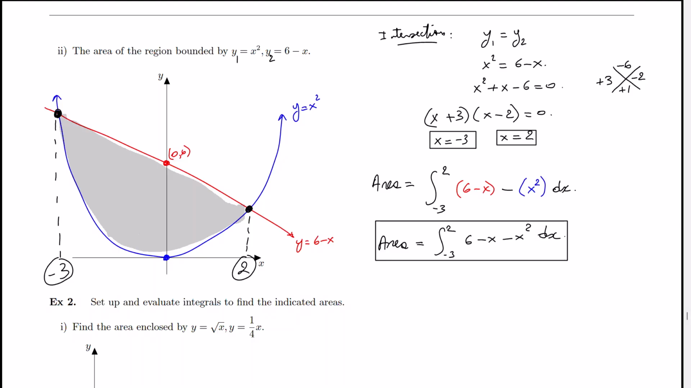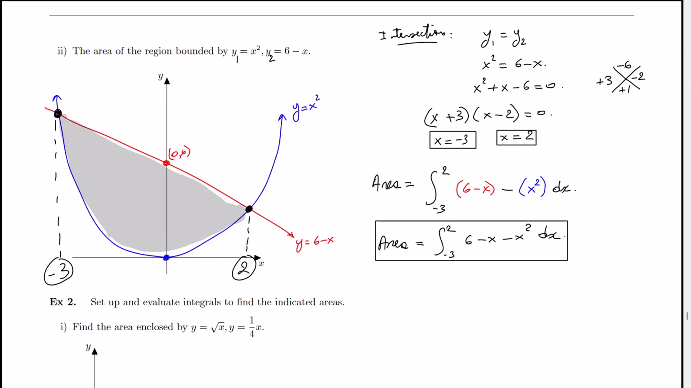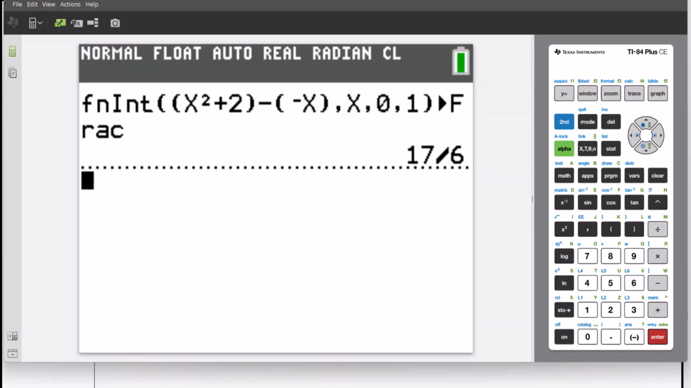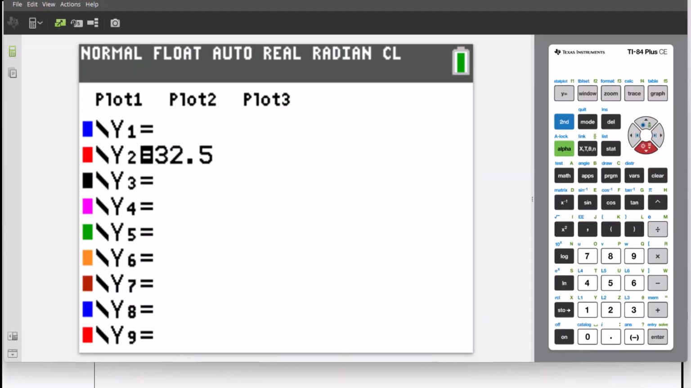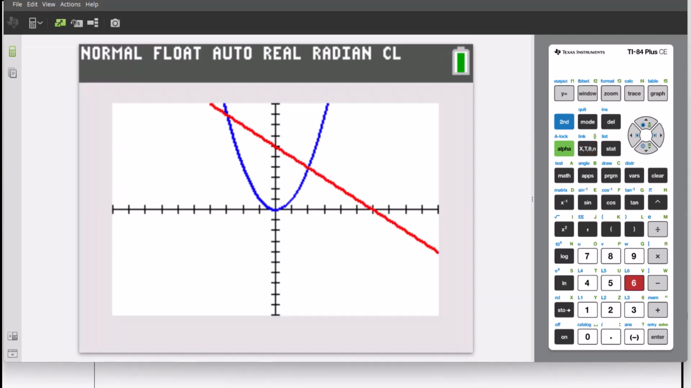Now, let's take a look at the calculator and see if the calculator can help us find these numbers right here, the 3 and the 2, or rather the -3 and the 2. So to do that, we're going to go to our calculator, and on the first line on y1, I'm going to write the x squared function. And on the second line, I'll be putting 6 minus x. I'm going to click zoom and then 6 to see the full picture. And now I see the parabola and the line that I graphed by hand.